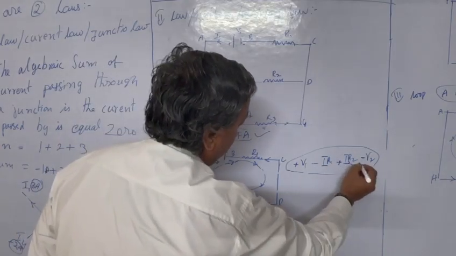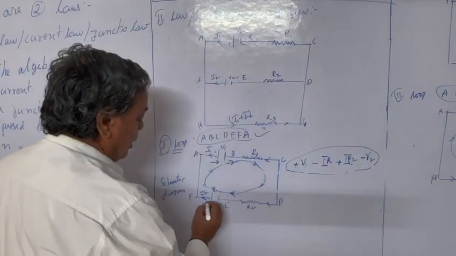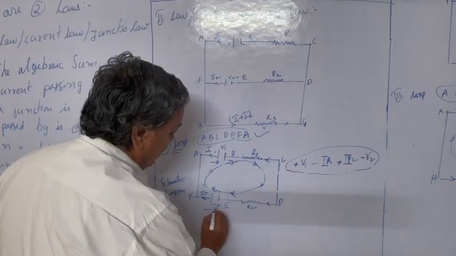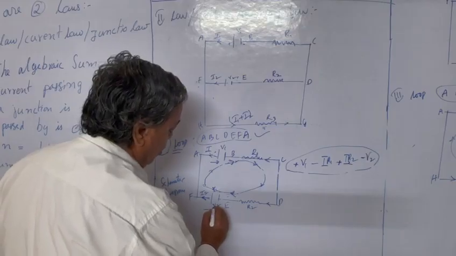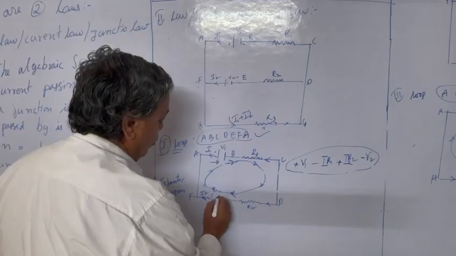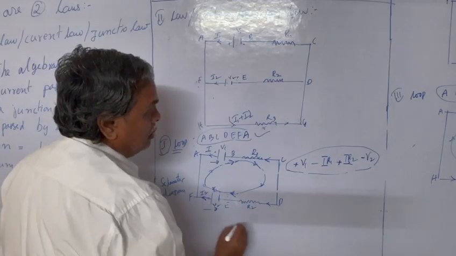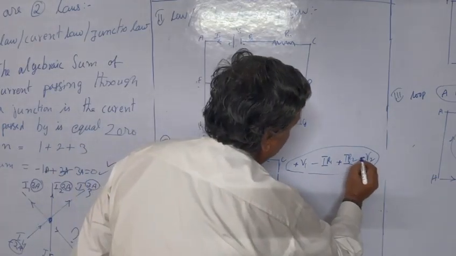Next, if you take the fourth element, the current passes from the positive terminal to the negative terminal, V2, the second battery. That's why it is in the opposite direction. That's why you put a minus sign.